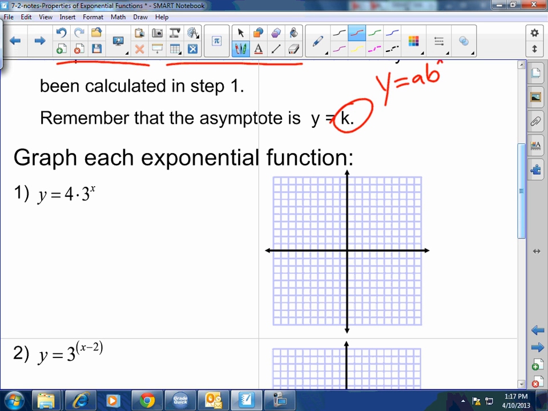Number 1, I got y equals 4 times 3 to the x power. First of all, is this going to be narrower or wider than a regular exponential? Because of this 4, it's going to be narrow, right? It's going to be a stretch. So here, guys, there's not much to do with this one. -1, 0, 1. When x is -1, I got 4 times 1/3, which is 4/3. When x is 0, 3 to the 0 is 1, 1 times 4 is 4. When x is 1, 3 to the first power is 3, 3 times 4 is 12.